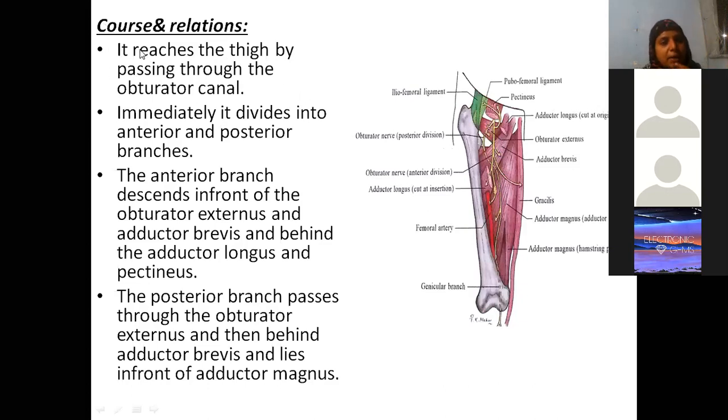See, it is like the obturator nerve. It is reaching the thigh by passing through the obturator canal. We know that, isn't it? Obturator foramen, it immediately divides into anterior and posterior branches. Anterior branch descends in front of the obturator externus muscle and adductor brevis, and behind the adductor longus and pectineus. Posterior branch, obviously it passes deep only, behind the adductor brevis and in front of adductor magnus.